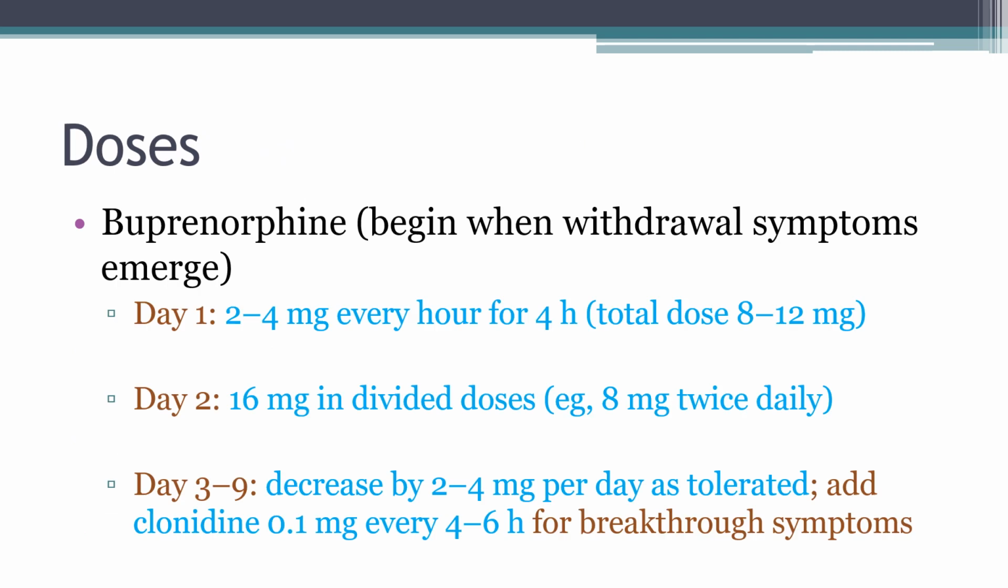The dose regimen for buprenorphine is: when the withdrawal starts to happen, only then start the drug. On day 1, 2 to 4 milligram of buprenorphine every hour for 4 hours. A total dose of 8 to 12 milligram should be given on day 1. On day 2, 16 milligram in divided doses, that is 8 milligram twice daily. On days 3 to 9, decrease by 2 to 4 milligram per day as tolerated. Add clonidine if autonomic hyperactivity symptoms are there.